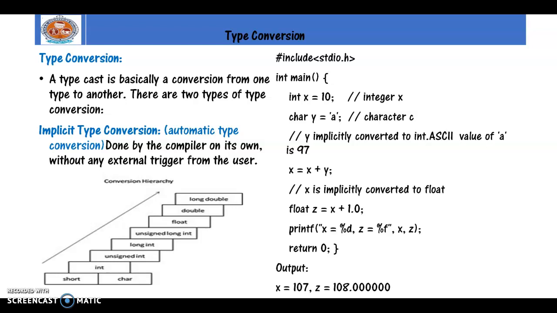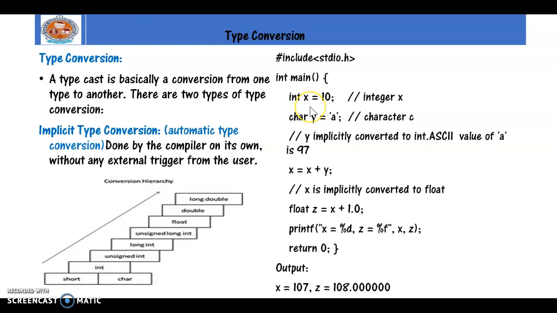We have two types of conversions here, implicit conversion and explicit conversion. Implicit conversion is also known as automatic type conversion. That is, it will be done automatically without user intervention. So we don't need to do anything in particular to convert. Internally, the compiler will automatically convert. So here it is showing in incremental order, right? In terms of memory. So let us take an example.